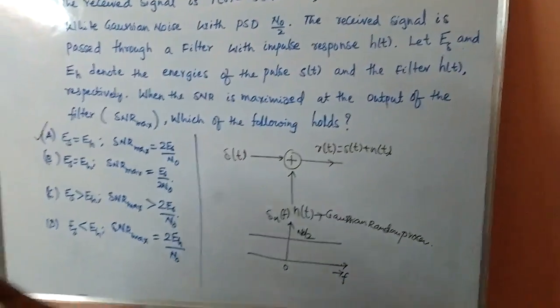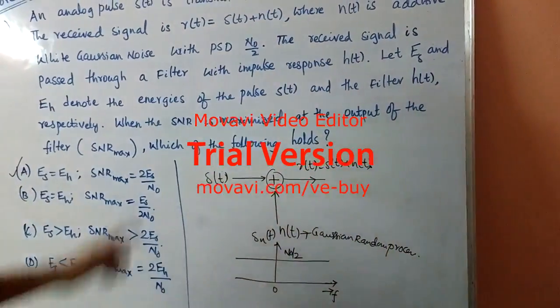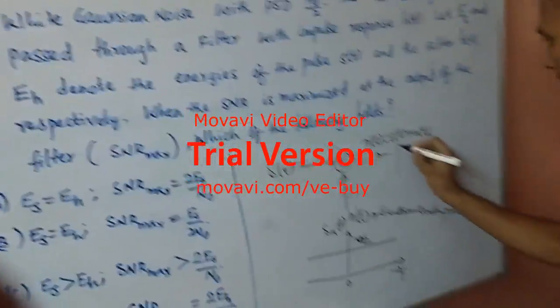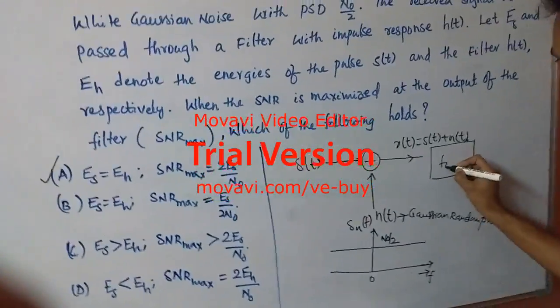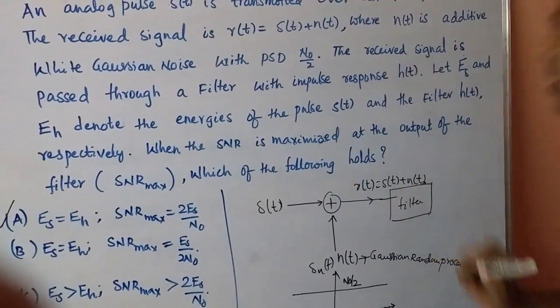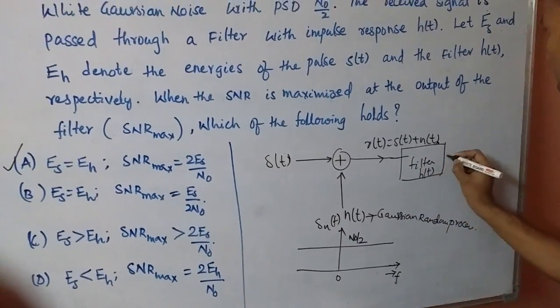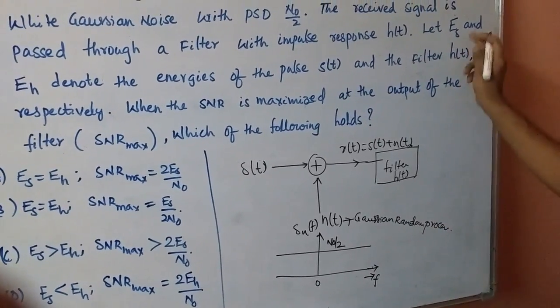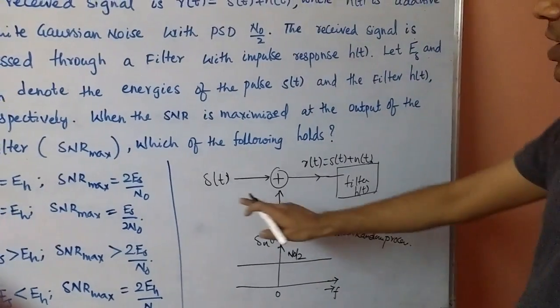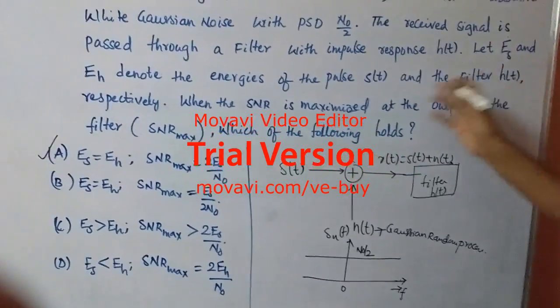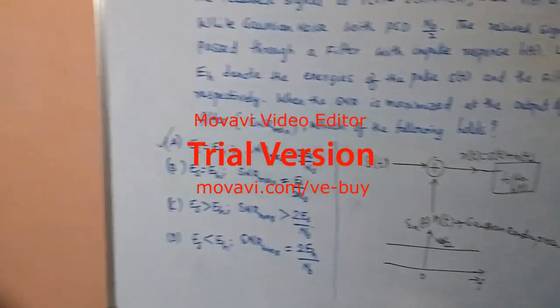It is given that the received signal R of t is passed through a filter whose impulse response is H of t. Here ES is the energy of the signal and EH denotes the energy of H of t.